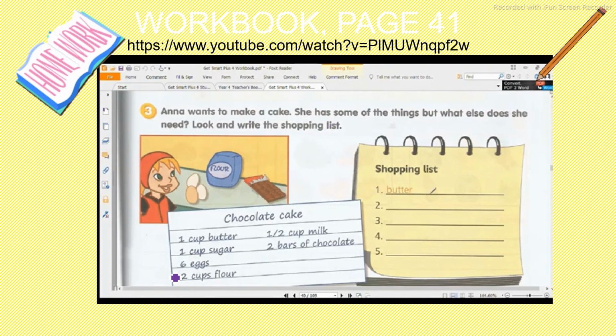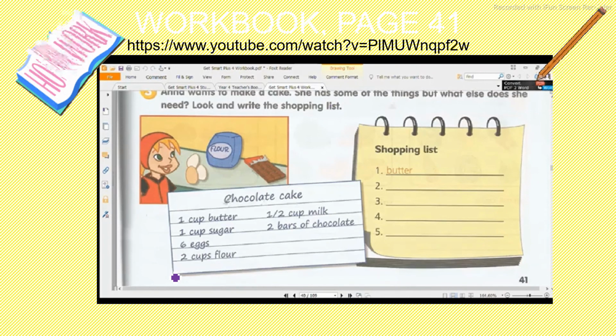Okay, look at the ingredients in this recipe, chocolate cake. She wants butter, sugar, eggs, flour, milk and chocolate. Okay, let's see what Anna already has. Anna has chocolate, so chocolate no longer needs to be bought, you don't have to buy this. And then flour, she has flour, so no need to buy. And then Anna has eggs, right? So eggs also Anna doesn't have to buy. So Anna only has to buy butter, sugar, and also milk.